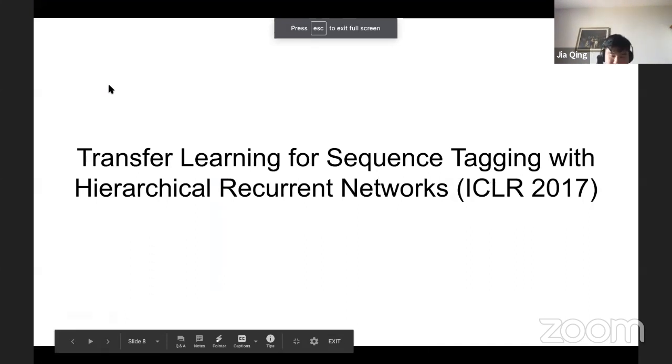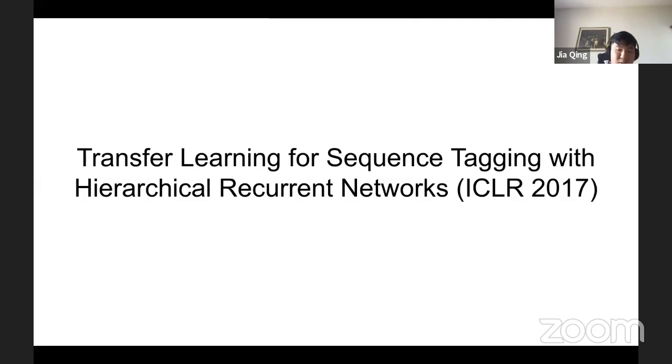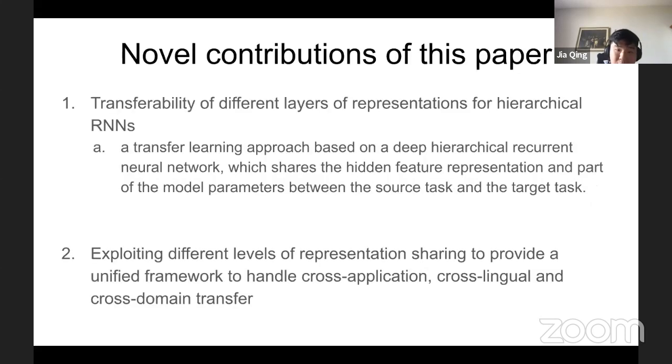One paper from 2016, I mean, arXiv preprint 2016, ICLR 2017, is more just a baseline. So I'll just quickly and briefly go through this as a baseline for the second paper, which is an ACL 2020 paper on low resource sequence tagging using sentence reconstruction. For this paper, which was used as the baseline for the 2020 paper, the novel contributions at that time, though they might not be novel anymore, one was the transferability of different layers of representations.